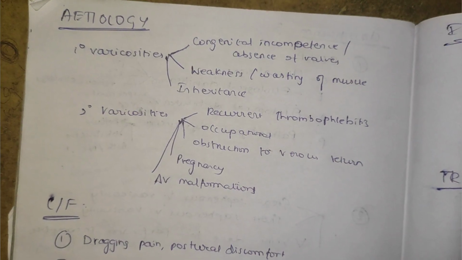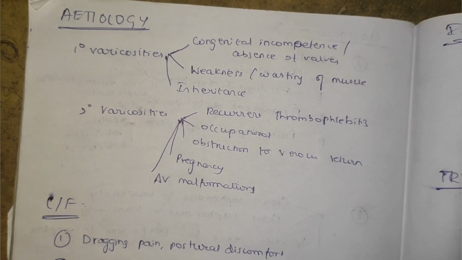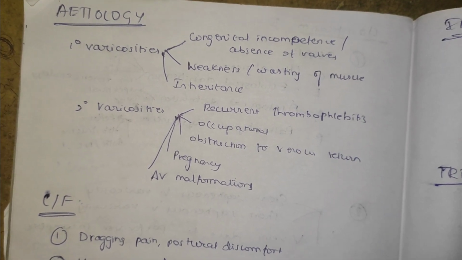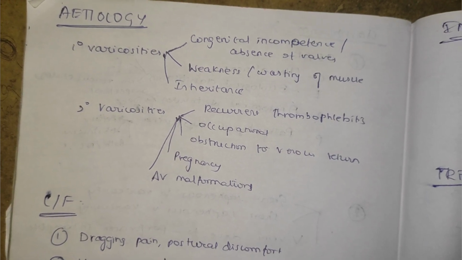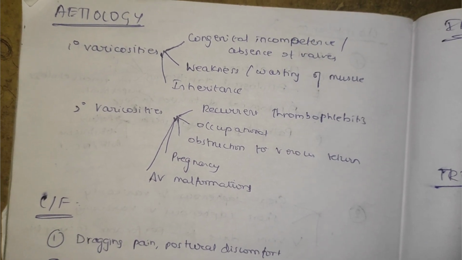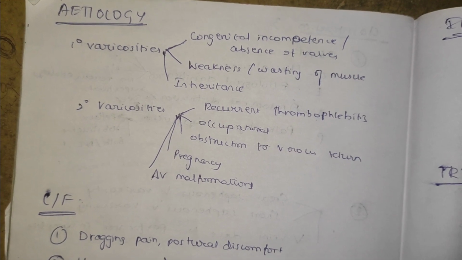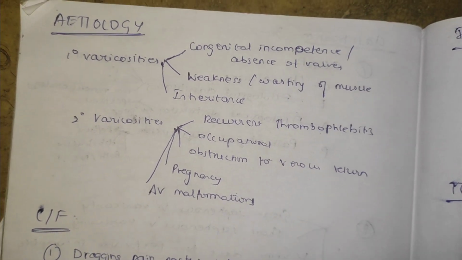Next, coming to the etiology, varicosities are more common in the lower limbs because of erect posture, and the long column of blood should be supported by valves, and due to the long column of blood, there is weakness and incompetency of the valves. So there are two types of varicosities.